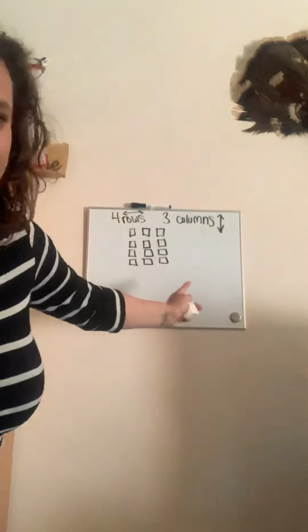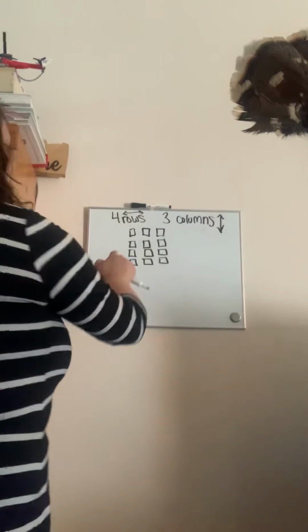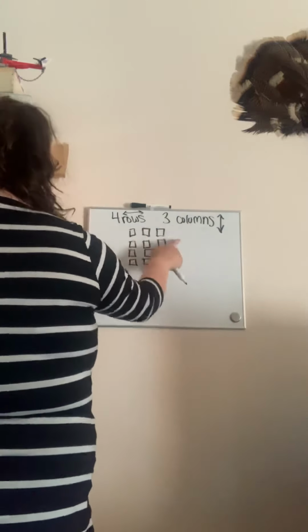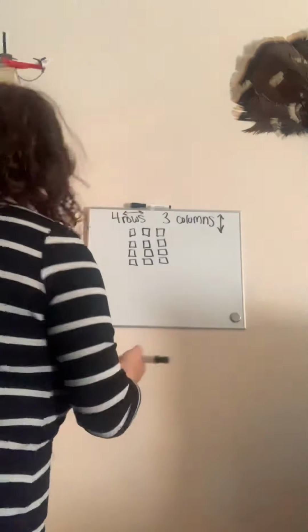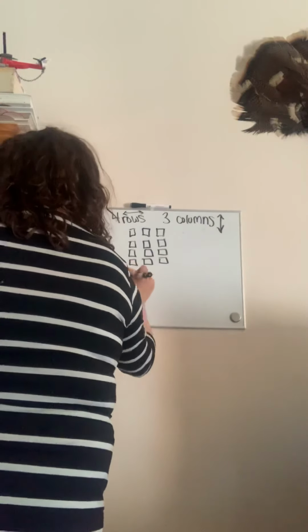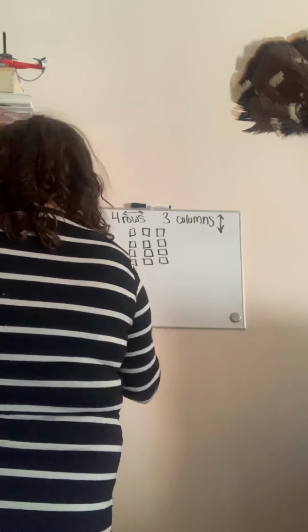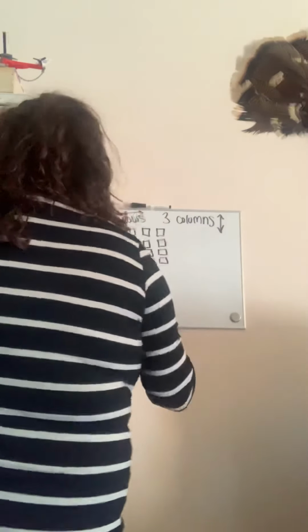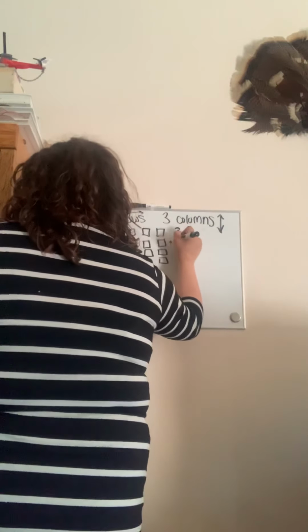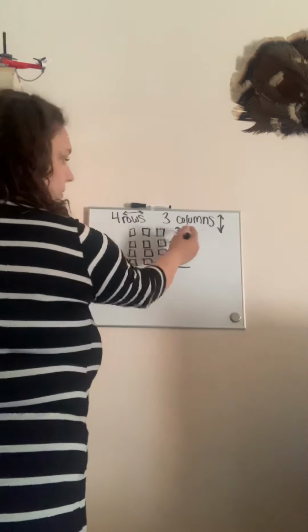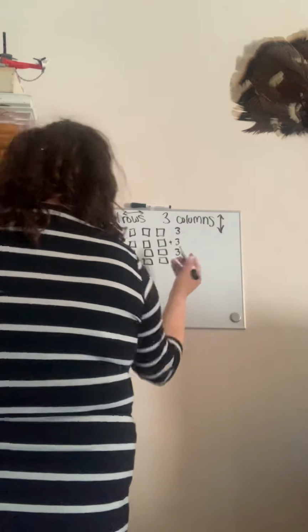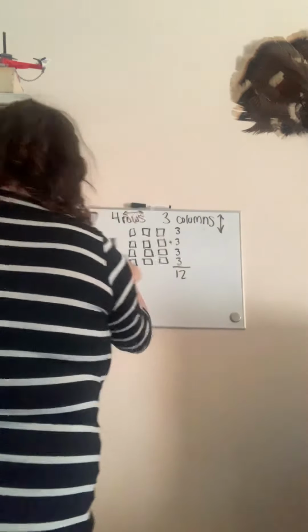So, the first thing we can do, we can just count our picture. But we want to be using our math skills. So, if I know that there are 3 in each row and there are 4 rows, I can do my repeated addition. Let's show it like this. 3 plus 3 plus 3 plus 3. And what does that equal? 3, 6, 9, 12.